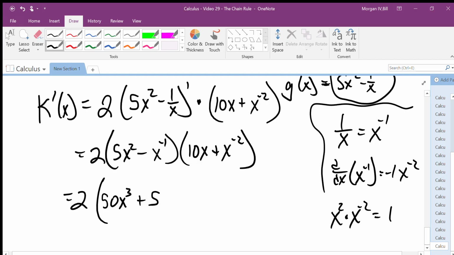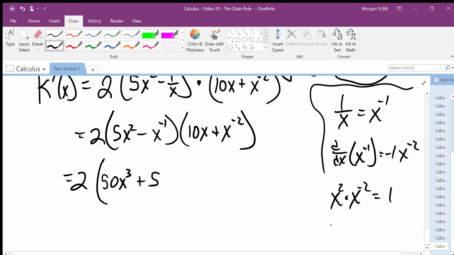Negative x to the negative 1 times 10x. X to the negative 1 times 10x to the first. You add the exponents, x to the negative 1 times x to the 1. Add those, that's x to the 0. That's 10x to the 0. That is just 10. But I believe it was negative 10, if I'm not mistaken, because of the negative sign there. So minus 10. And then minus x to the negative 1 times x to the negative 2 is x to the negative 3.